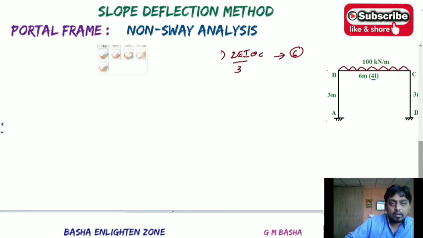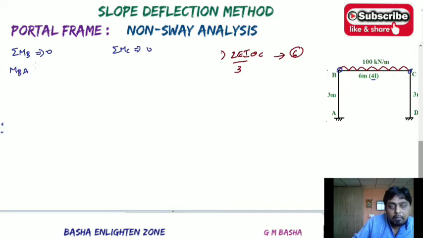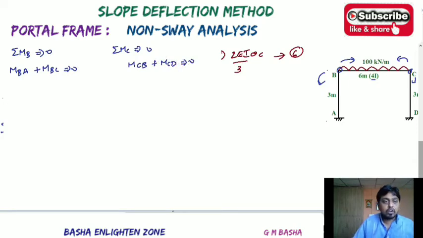see here, equilibrium conditions happen at joint B and C. Therefore sigma MB will be equal to 0, and again sigma MC will be equal to 0. For this condition you will get sum of the moments like MBA and MBC will be equal to 0. For this one MCB plus MCD will be equal to 0. MBA plus MBC will be equal to 0. And here MCB plus MCD will be equal to 0. So take down this MBA and MBC equation summation.